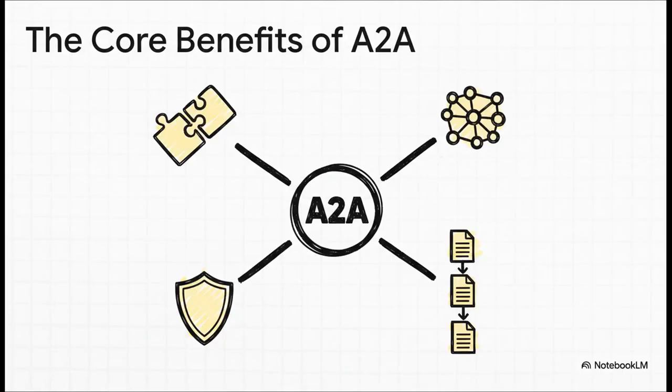So, let's just pull it all together. What do we get with A2A? We get real interoperability, where agents from anywhere can work together. We get security that's built on a rock-solid foundation of proven web standards. We get scalability, so we can build huge, complex systems of agents. And we get traceability, so we always have a clear, auditable record of what happened.